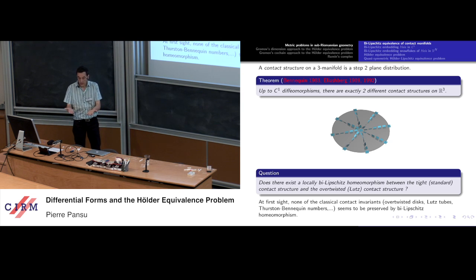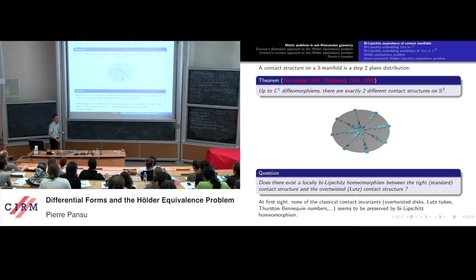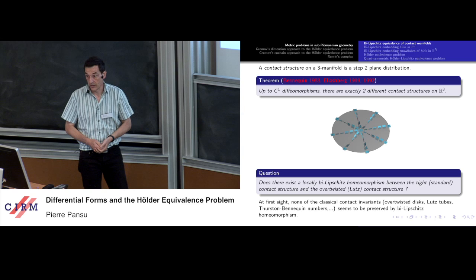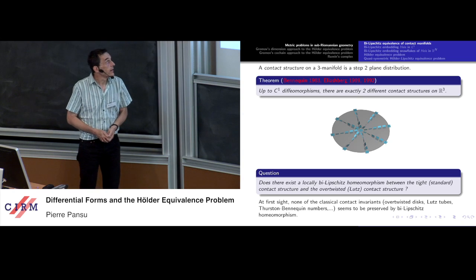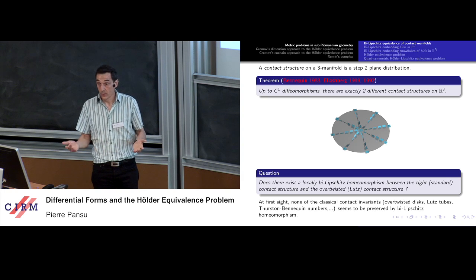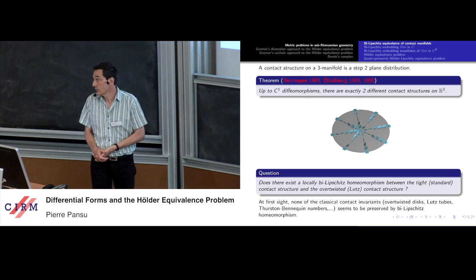So these topologists tell me that no C1 diffeomorphism maps one contact structure to the other. But maybe I could map one to the other by a bi-Lipschitz map, a map of R3 to R3, of Heisenberg group to Heisenberg group, which is Lipschitz, and whose inverse map is Lipschitz as well. So the question has been open for 30 years. And I know nobody that has any idea how to tackle it.